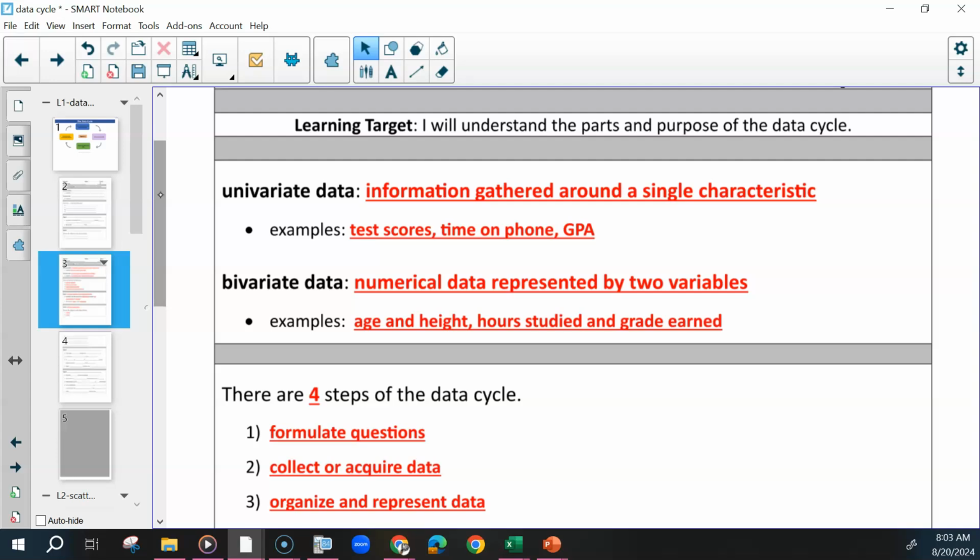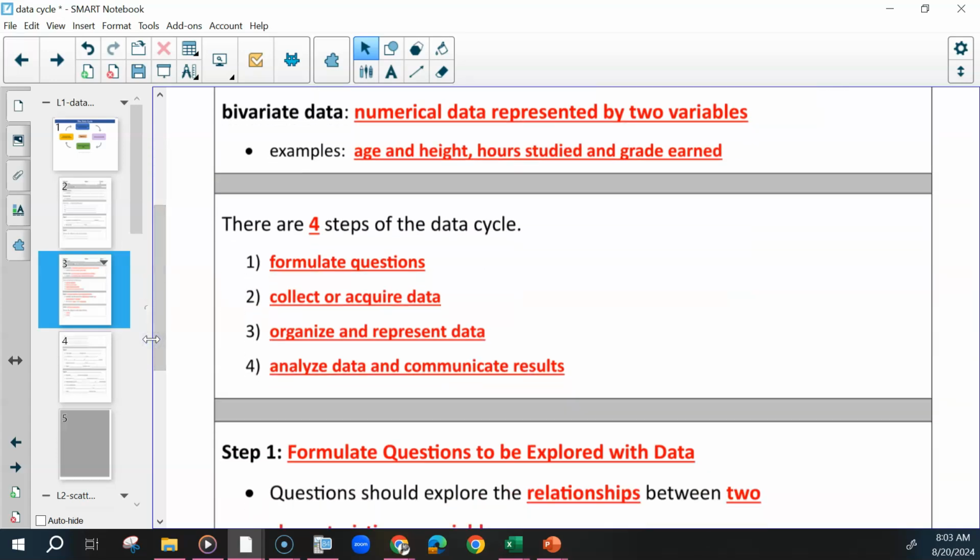Bivariate is then when we're comparing two sets of data, or there are two different variables. So like if I'm comparing age and height, or hours studied and the grade earned, or other variations like that, GPA and age. I'm just using some of the examples up here already. Time spent on phone and test scores. If I'm comparing two different variables, that's bivariate data.